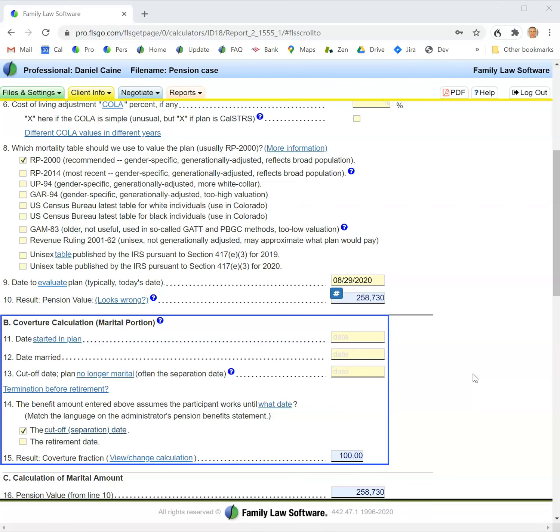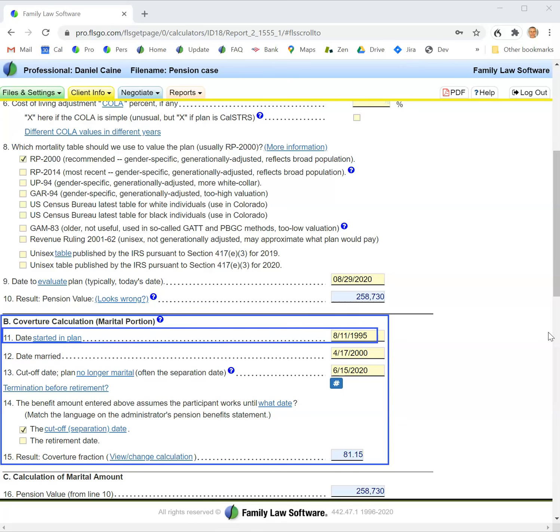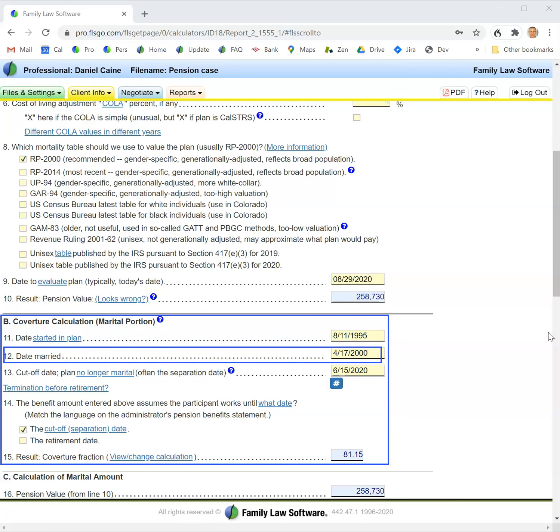If the person was employed before the marriage, then some number of those years are considered to be that person's separate property. If the person started in the plan in 1995 and was married in 2000, the person had 5 years working not during the marriage. So the coverture fraction would be less than 100%.